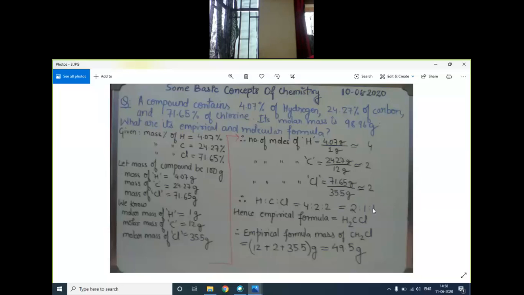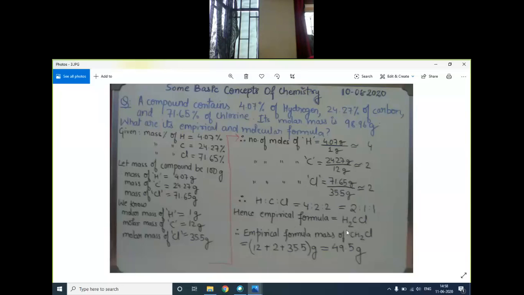And we know using the simplest ratio we can form the empirical formula. So what will be the empirical formula? 2 is for hydrogen, so the empirical formula will have H2. Carbon how many? Carbon 1, so C. Chlorine is 1, so Cl. So it will come as H2CCl. You can arrange this and write it as CH2Cl. Okay, now after calculating the empirical formula, we have to calculate the empirical formula mass.